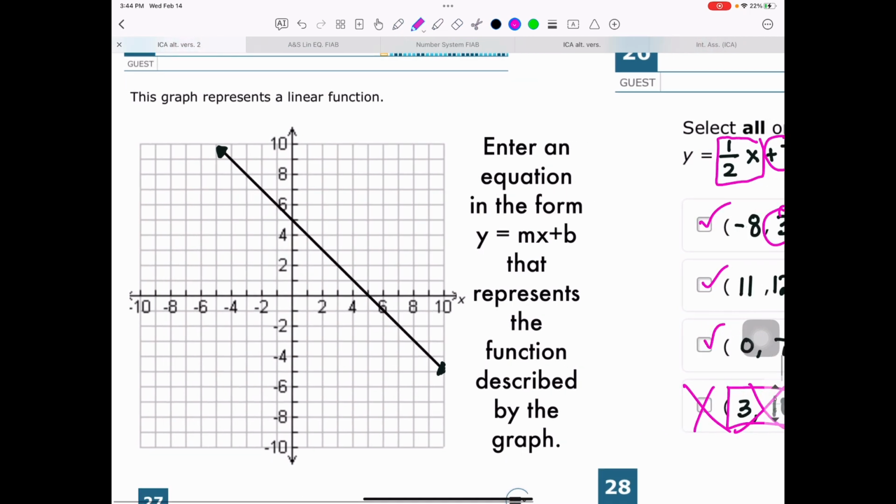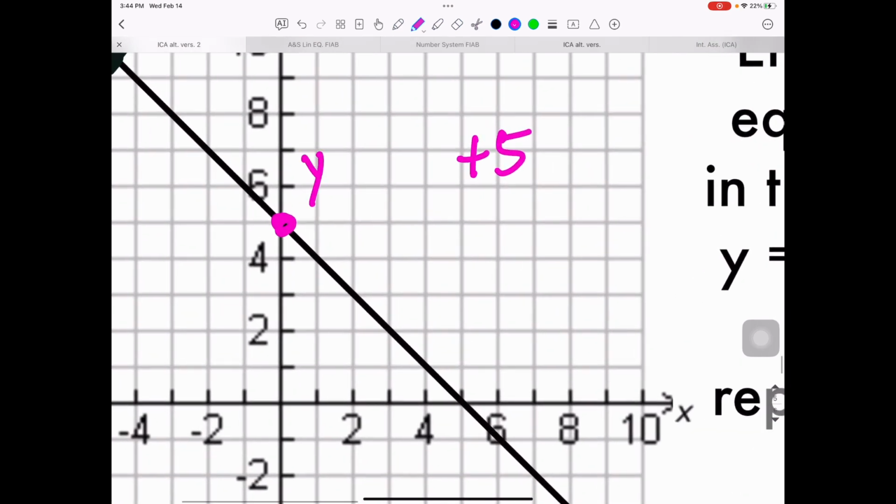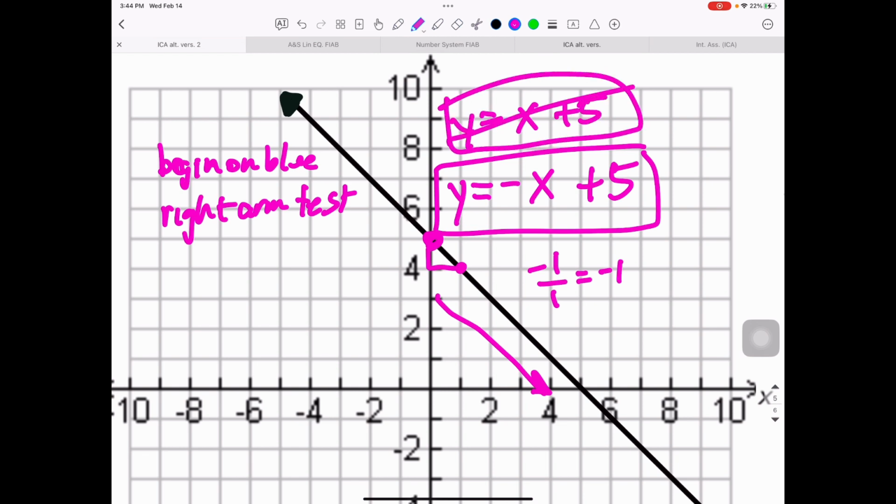All right, let's see. This should be easy. Starts at 5, so +5. And let's see, the slope is going down. If I use my right arm, this is downwards, so I know it's negative something. Let's see. Down 1/1, down 1/1, that's -1. But I don't write -1x, I just write negative x. So for this one, begin on blue. Begin on blue. Then the right arm test. Because if you put that this is going up and you say up 1/2, you're going to get it wrong. That is not right. And then finally the slope.